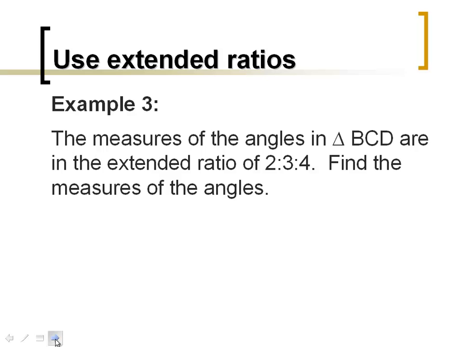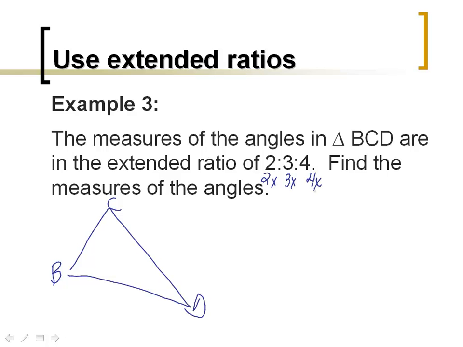The next problem here: the measures of the angles in triangle BCD are in the extended ratio of 2 to 3 to 4. So I've got this triangle, triangle BCD, and in the extended ratio of 2 to 3 to 4, remember that doesn't mean one angle is 2, one is 3, and one is 4. It means one of the angles is 2 times the variable, the other is 3 times the variable, and the last is 4 times the variable.